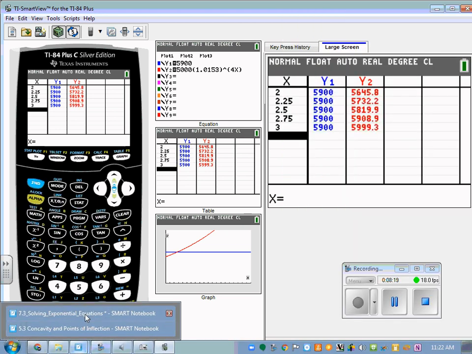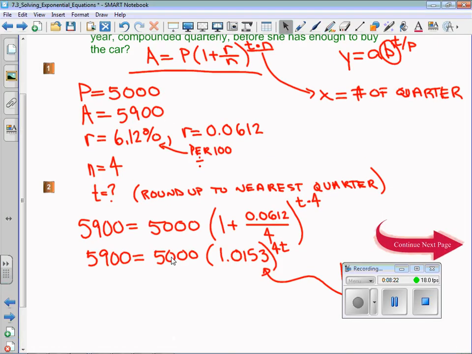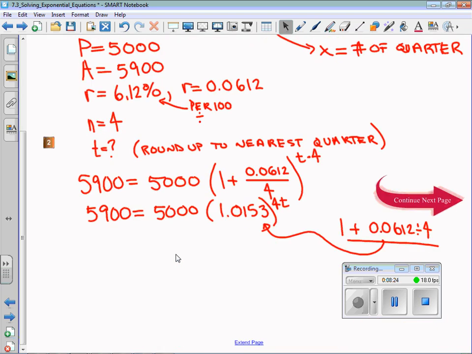All right, so I got a solution, and I want to write this down so we can make that connection, that we got T was equal to 2.725, blah, blah, blah, but we're going to round up. So it happens at 2.75 years.